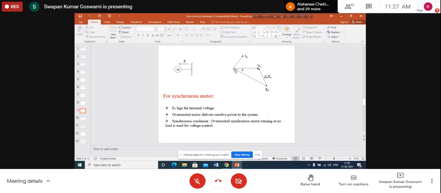Now we are particularly interested in synchronous motor operation in this operating zone, when the excitation is above normal. That means an overexcited synchronous motor. This operation is of interest to us. Why is this of interest to us? Because we are concerned about the control of system voltage when the demand is heavy.